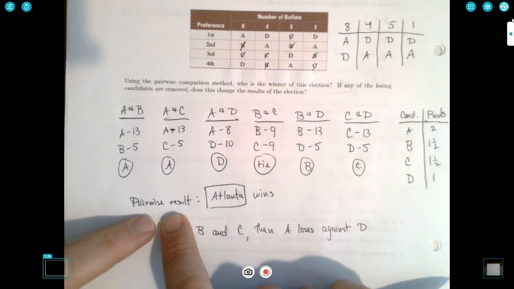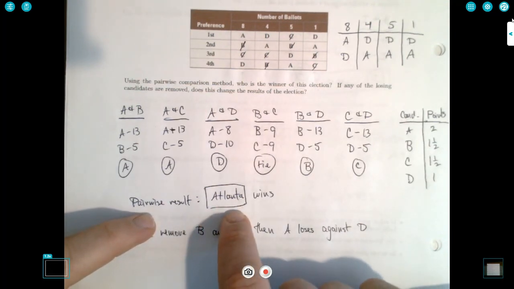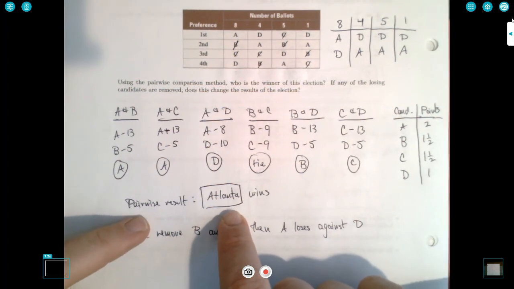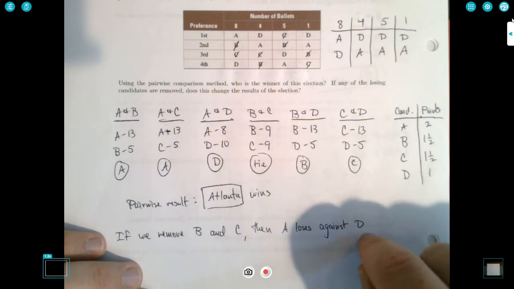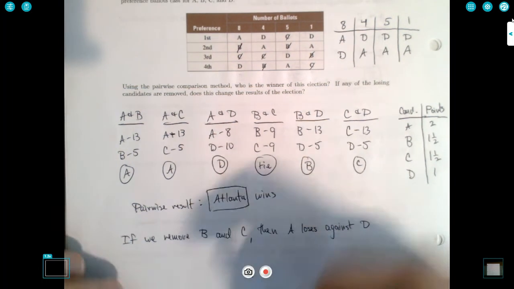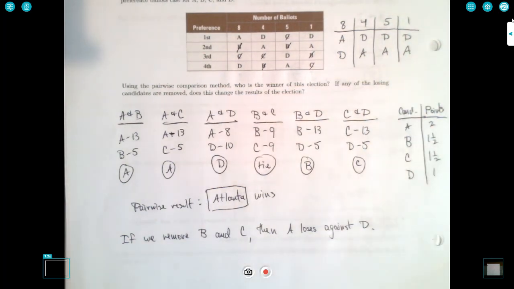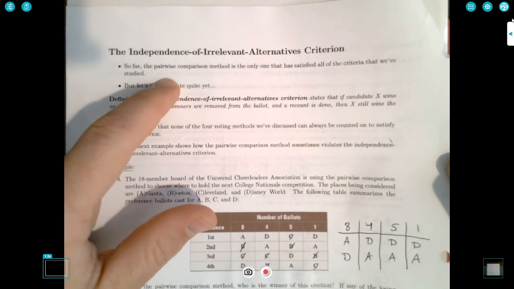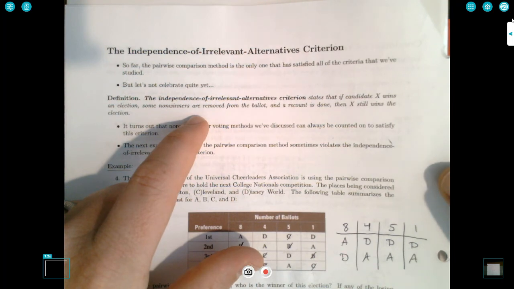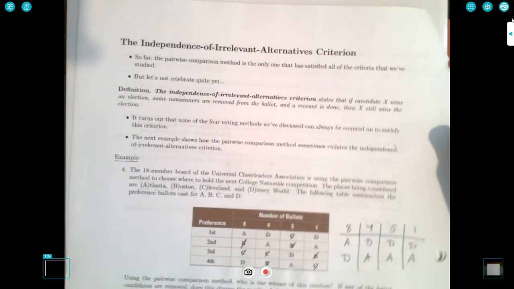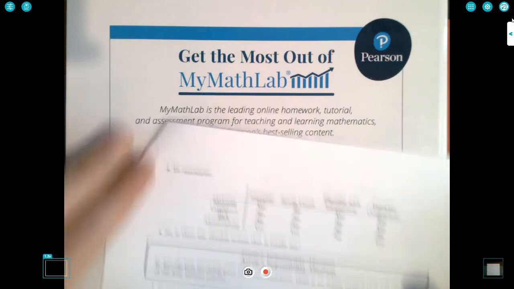A won using the pairwise comparison method. Atlanta won. And so you would expect Atlanta to win if you remove some losers. And yet here we removed some losers, and that caused Atlanta also to lose, right? We removed some losers, and that caused suddenly for Disney World to be the winner. So that shows that the pairwise comparison method fails to satisfy the IIA criterion, the independence of irrelevant alternatives criterion. So what does this mean, right?